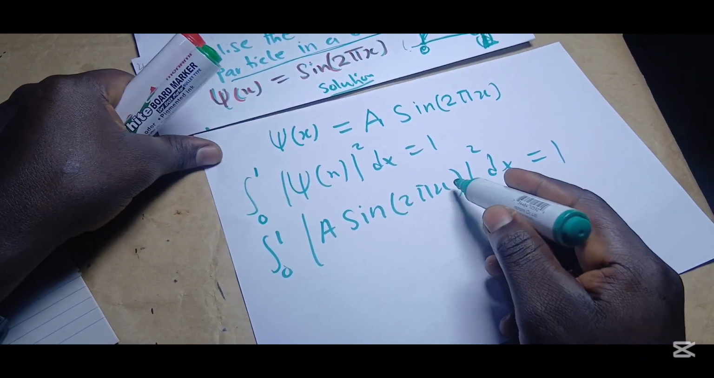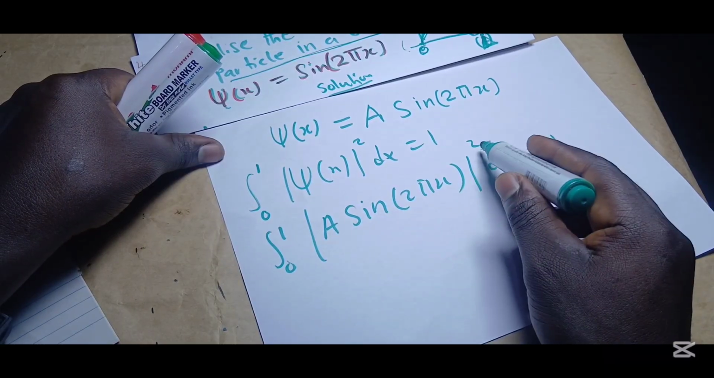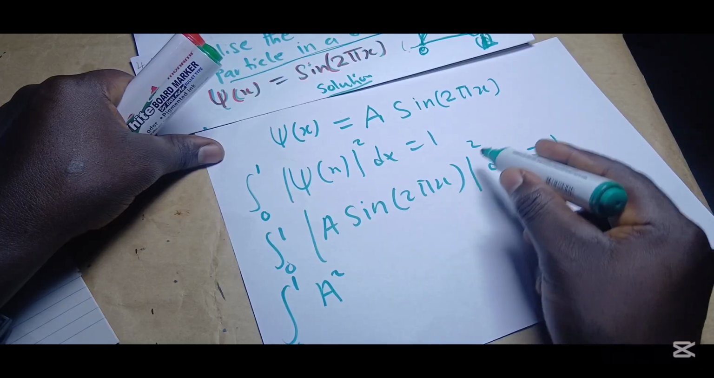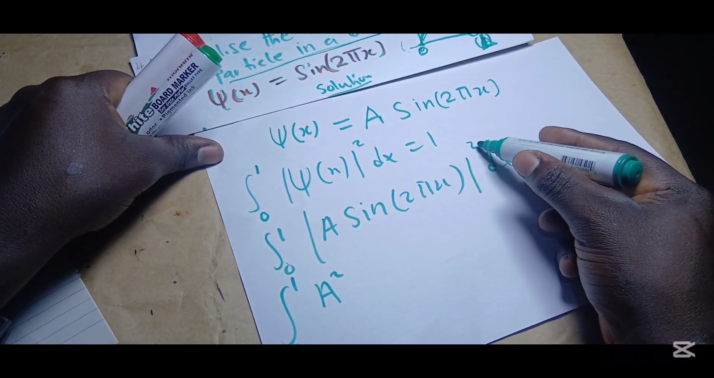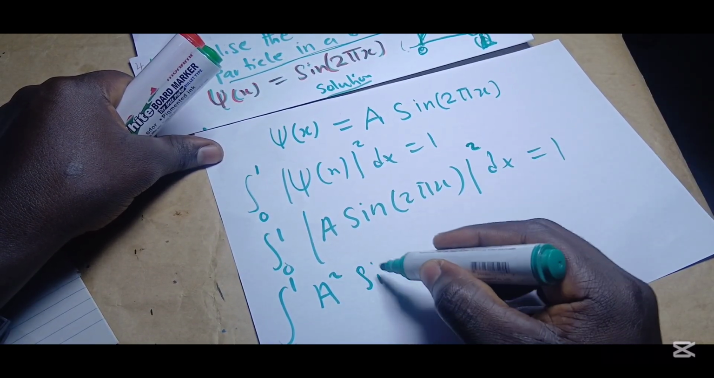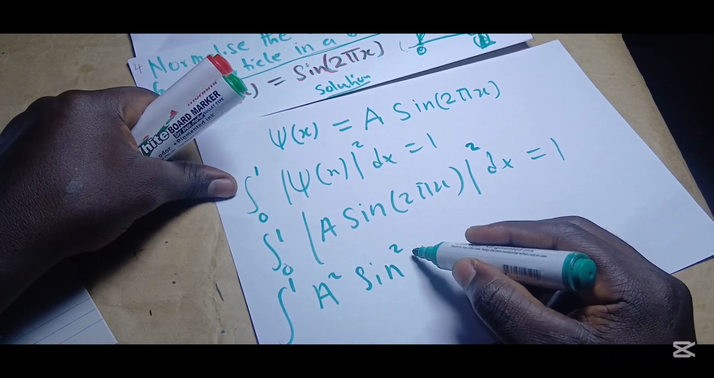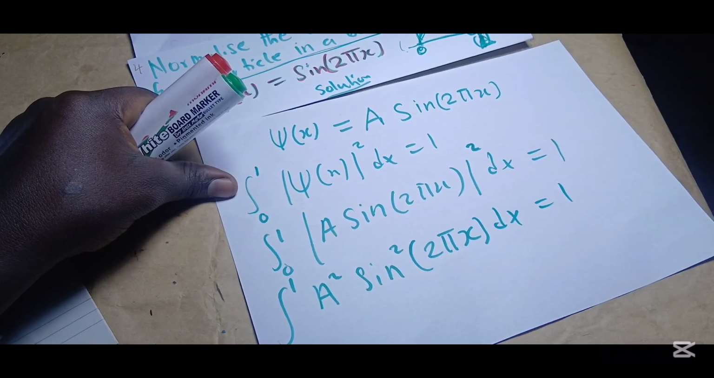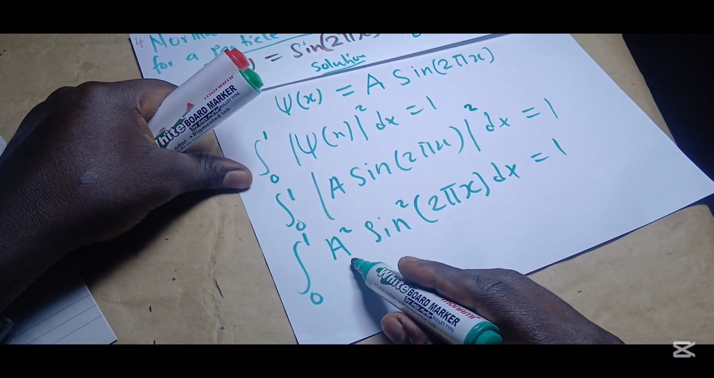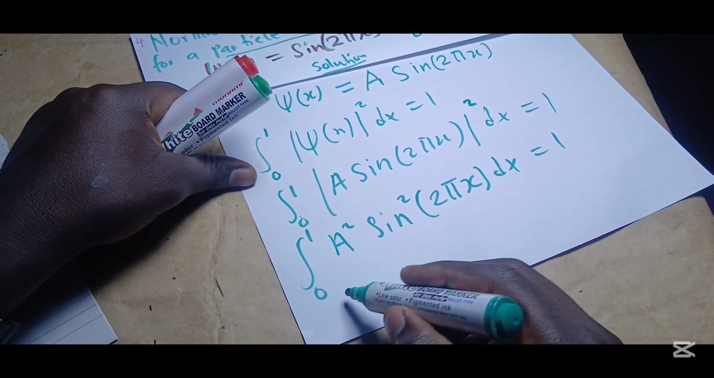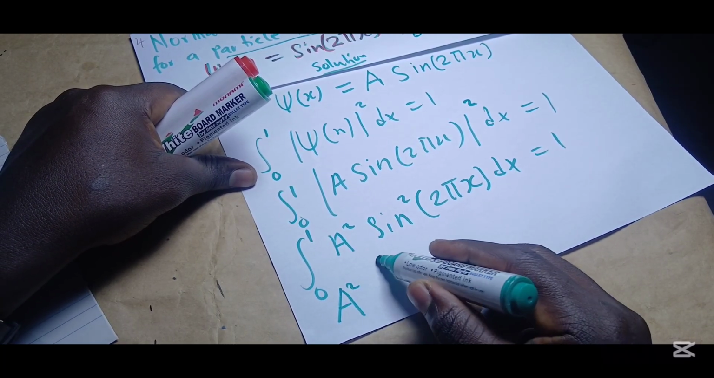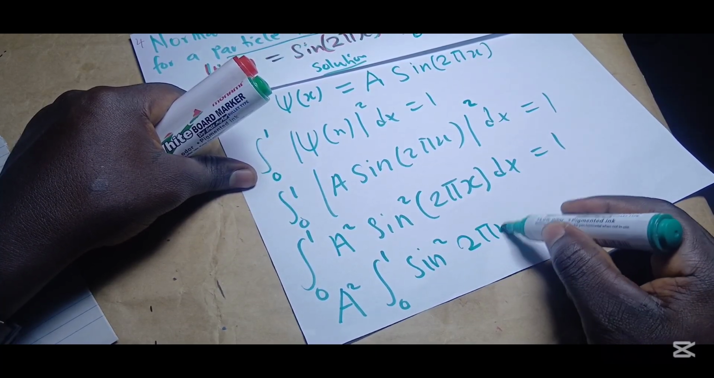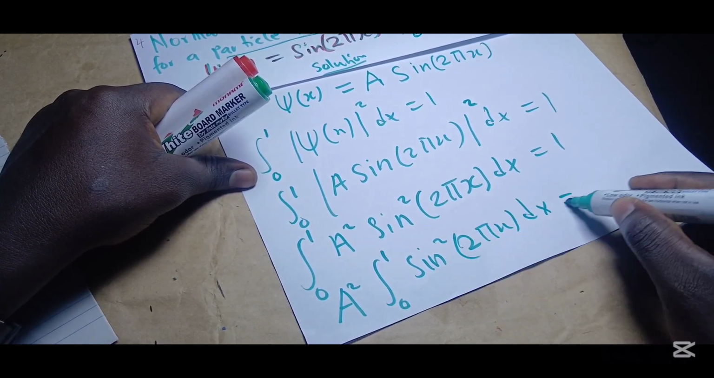So now let's simplify the expression. So we are going to get A squared integral from 0 to 1, then sine 2 pi x to the power 2 is going to give us sine squared 2 pi x dx equal 1. Since A is a constant, our normalization constant, we can bring it out. A squared integral from 0 to 1 sine squared 2 pi x dx equal 1.